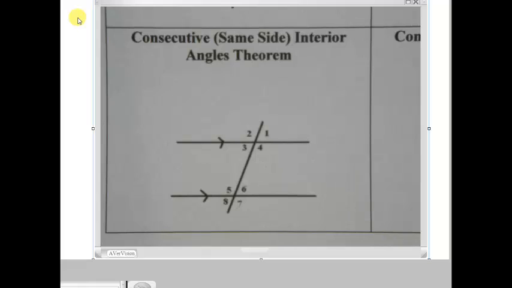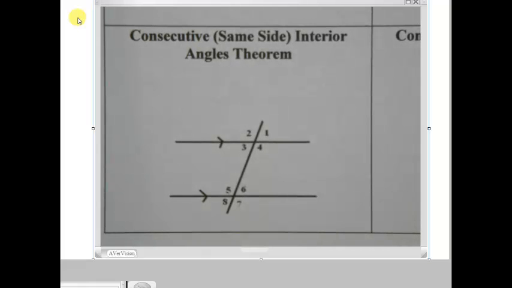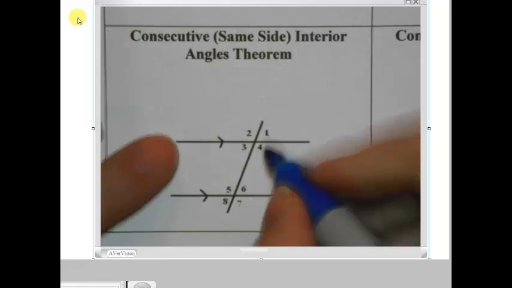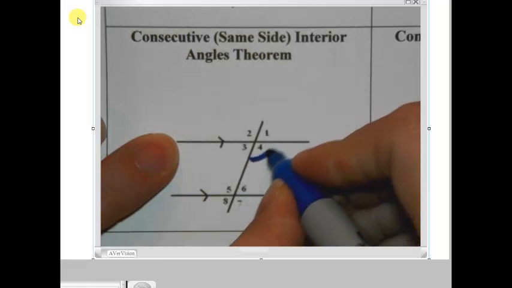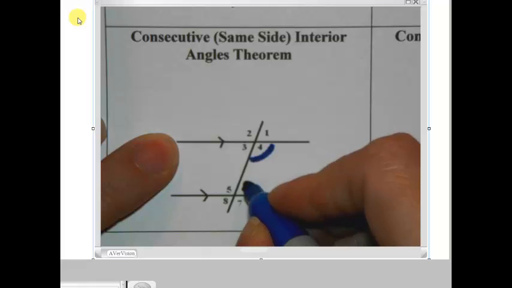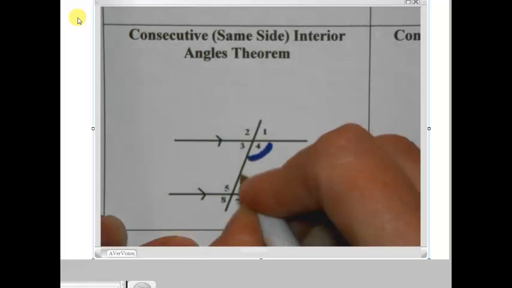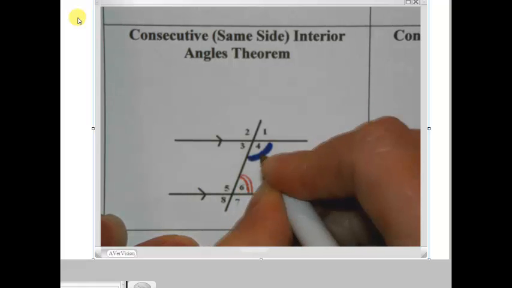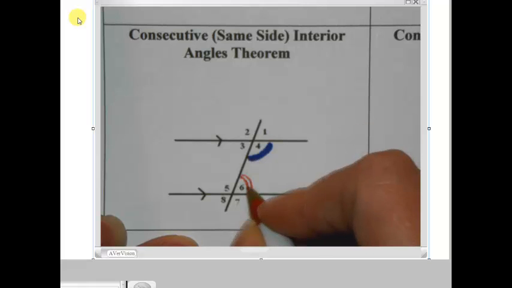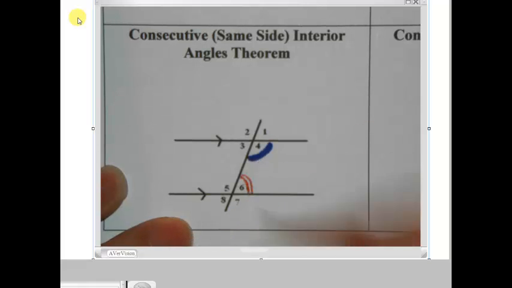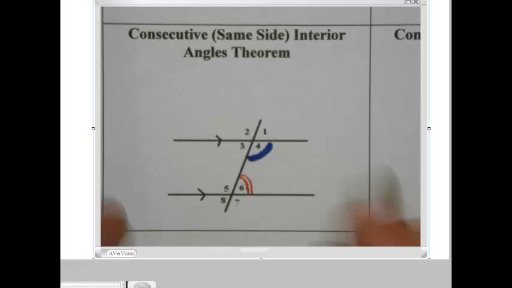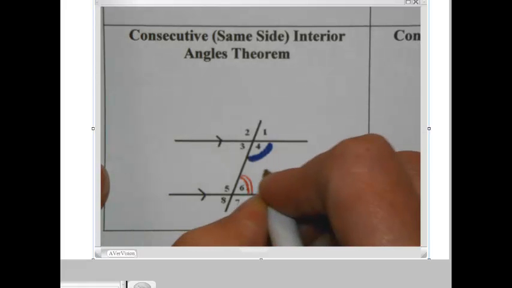All right, now same side or consecutive interior angles are a little bit different. Let's identify them first of all. Angle 4 and angle 6. Now guys, I'm not even going to do these in the same color because they are not congruent. I know they're not congruent right off because I know that angle 4 is obtuse and angle 6 is acute. So they're not congruent, but they do still have a relationship. That relationship is that they are supplementary.